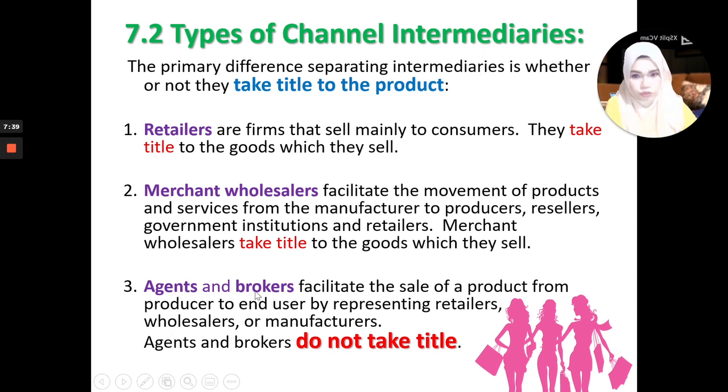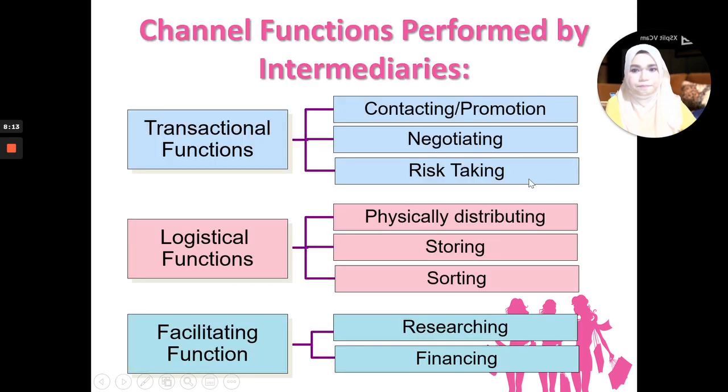Lastly, agents and brokers. Okay, agents and brokers, they facilitate the sales of a product from the producer to the end user by representing those producer or manufacturer. Okay, so they represent to the retailers, wholesaler or manufacturers, and they do not take title to the products that they sell. Okay, so remember, the retailers and also merchant wholesaler, they do take title of the goods, they do own the products, but agents and broker, they don't take title to the products that they sell.